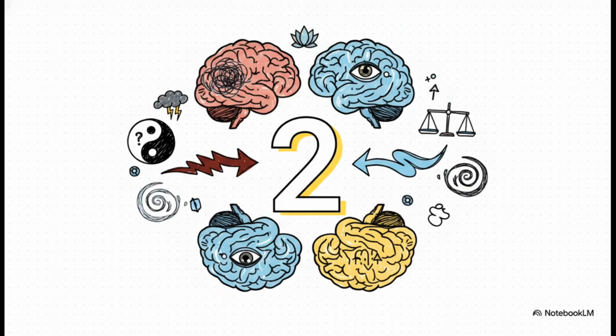Now, stepping up to the group of 2, the matrix instantly highlights the intense duality of our mental struggles because, let's be real, our inner lives are rarely just one singular thing, right? They're usually this constant push and pull between opposing forces.